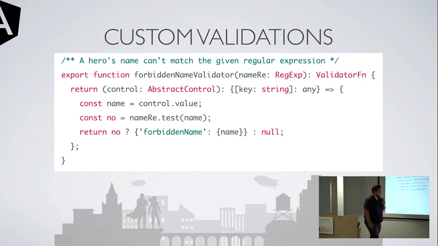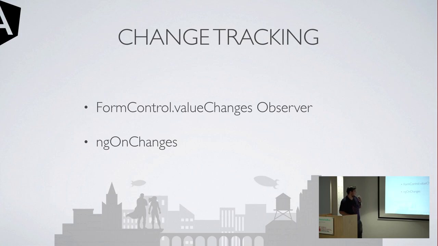Okay, we looked at validations and how that happens. There's an extra added bonus that you have custom validation. How does change tracking happen? So we saw for template forms, change tracking was based on ng model, and you had a bunch of CSS that was changing. For reactive forms, because everything happens in code, you have a code way of doing things. One of them is the form control valueChanges, and the other one is ngOnChanges.